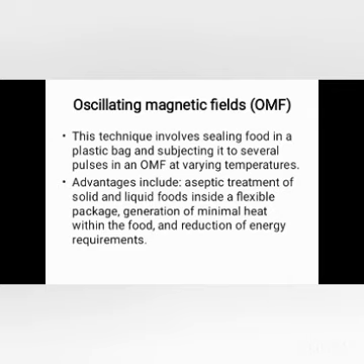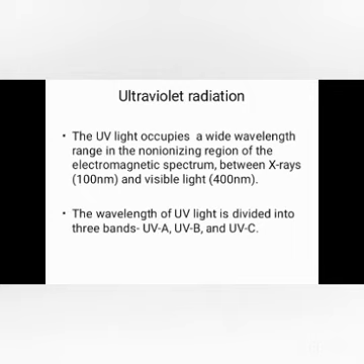The ultraviolet radiation in its own method uses wavelengths. UV light occupies a wide wavelength range in the non-ionizing region of the electromagnetic spectrum between X-rays, which is 100 nanometer, and visible light, which is 400 nanometer. The wavelength of UV light is usually divided into three bands: the UVA, UVB, and the UVC. The lethal effect, that is the damaging effects of the UVC, and its effectiveness as a disinfectant are already known to us. However, microbial responses within food to this emerging technology are only recently being investigated.